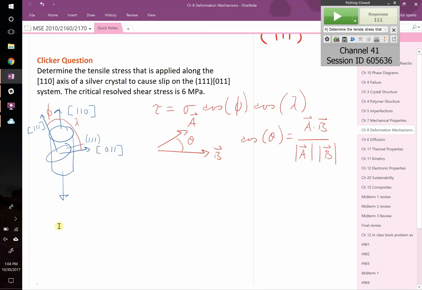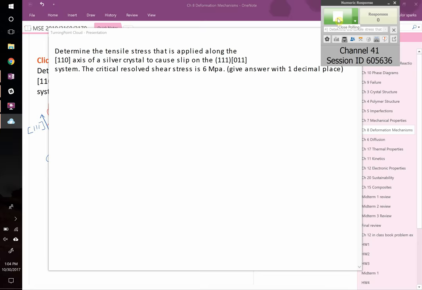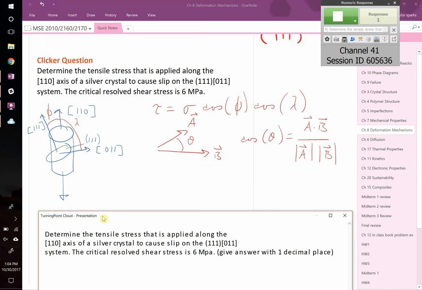And remember, since this formula only asks for the cosine of those angles, don't solve for the exact angle. You just need the cosine of the angle, so save yourself some steps. Smart. You don't need the angle itself. Don't waste your time. When you're ready, you're going to give your answer with one decimal place.